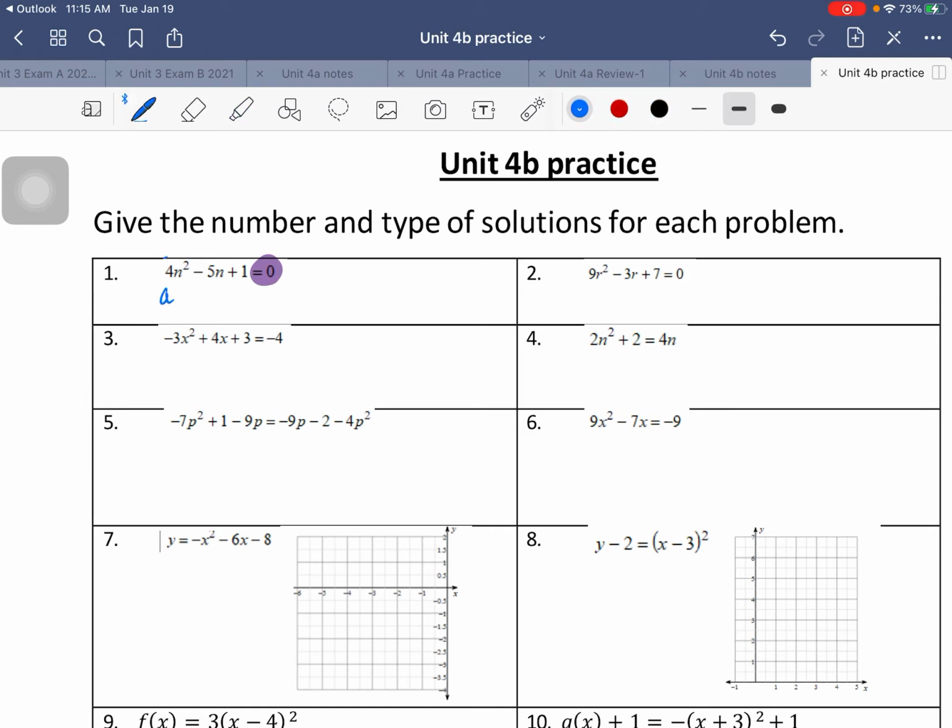So now we have A is 4, B is -5, and C is 1. So we do b squared, so -5 squared, minus 4 times a, which is 4, times c, which is 1. -5 squared is positive 25. Anything squared is positive. Minus 4 times 1, 4 times 1 is -16, which equals 9. 9 is a positive number, so that means there are two real solutions.